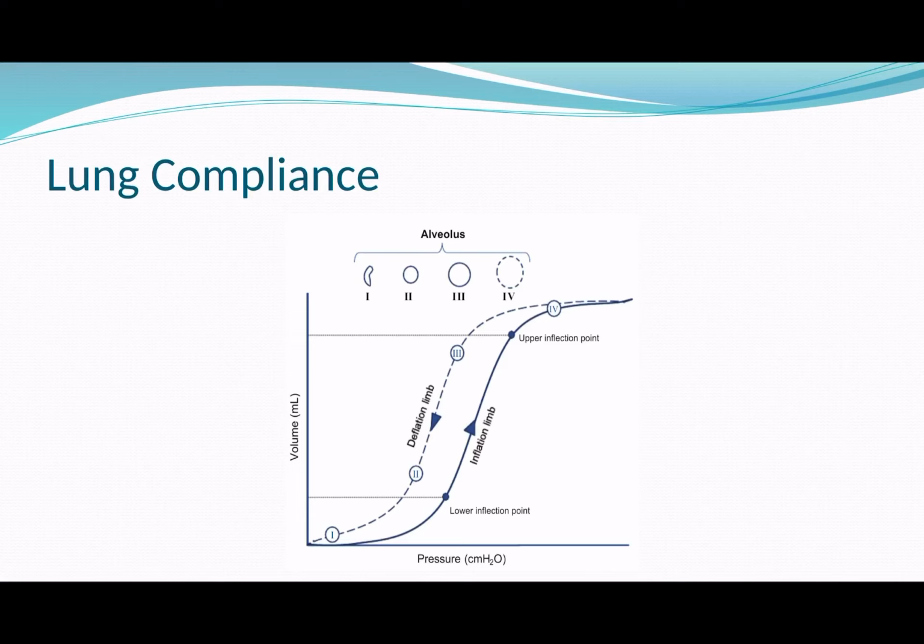And APRV is what we can use to continuously keep a patient who's got really bad lungs, severe respiratory failure, at that point between the upper and lower inflection points for as long as possible. So it can actually really improve the efficiency of the lungs.